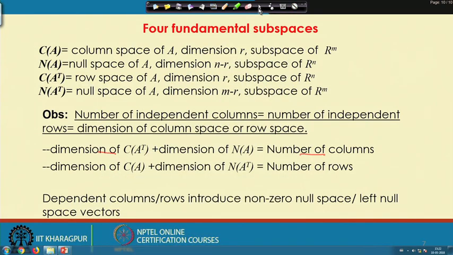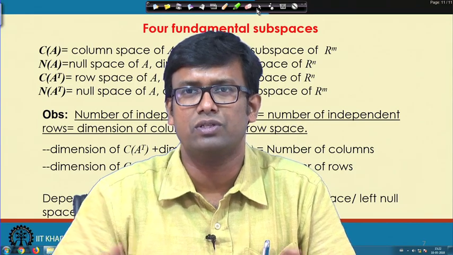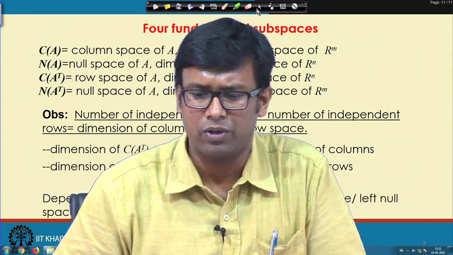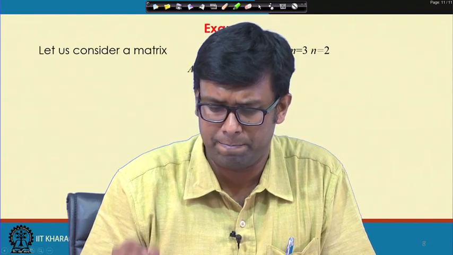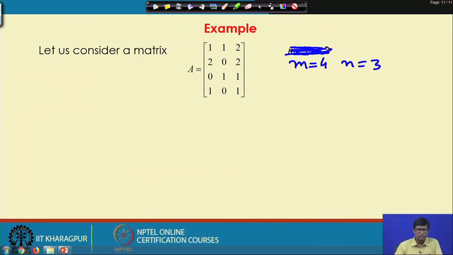Now, as an example, we will take a rectangular matrix which has dependent columns and rows, so that we get non-zero null space and left null space, and let us see how they look. So, let us consider the matrix A, where m is equal to 4 and n is equal to 3. I have written it wrong, I should correct it. It is a rectangular matrix with number of rows equal to 4 and number of columns equal to 3, a 4 by 3 matrix.